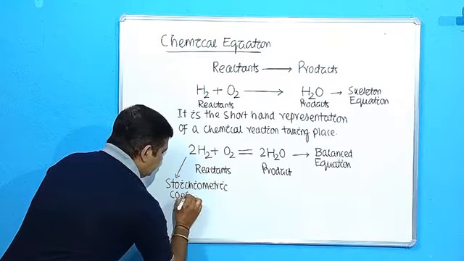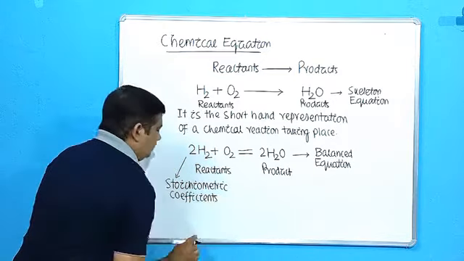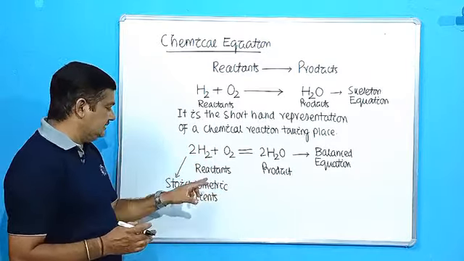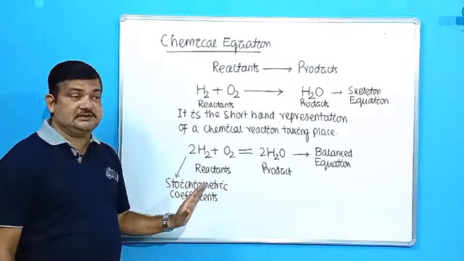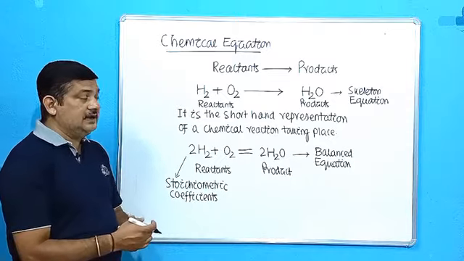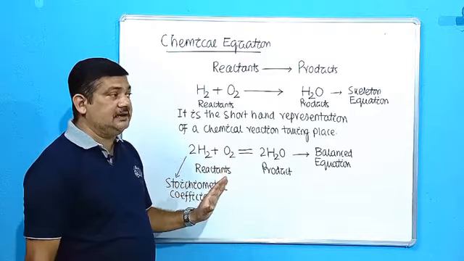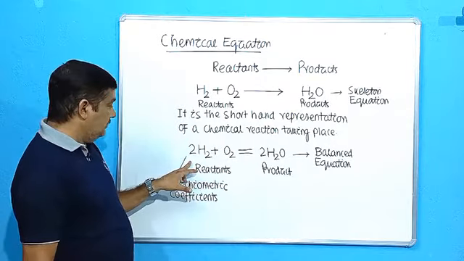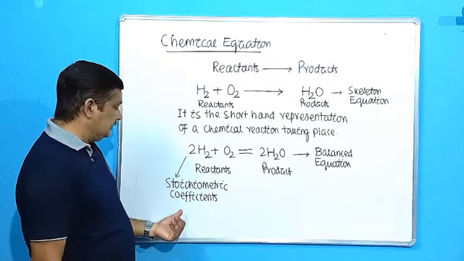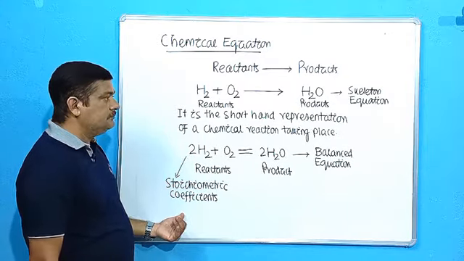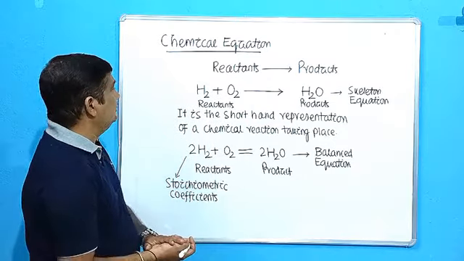These numbers which are used or which are multiplied to balance a chemical reaction are called stoichiometric coefficients, because this is a stoichiometrically balanced chemical equation. That means the number of atoms on the reactant side is same as that of the product side. So this is called a stoichiometrically balanced chemical reaction. Next we will discuss regarding the various norms or terms used in a chemical equation.